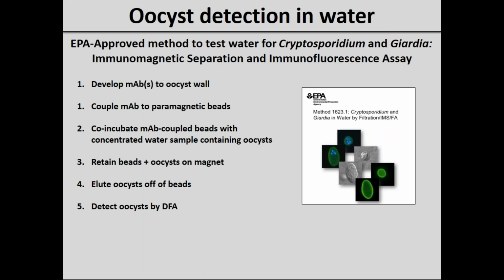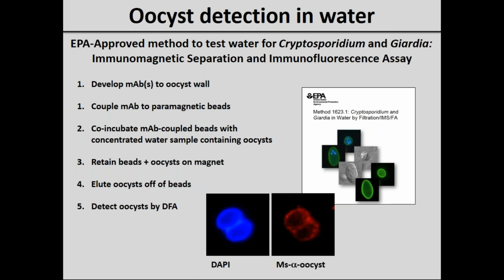Those beads are co-incubated with a concentrated water sample that may contain Toxoplasma oocysts, and then you can retain those beads and oocysts on a magnet and wash off everything else. So that's a really good way of concentrating the oocysts. And then you can use direct fluorescence antibody assay for detecting them with a fluorescent microscope.